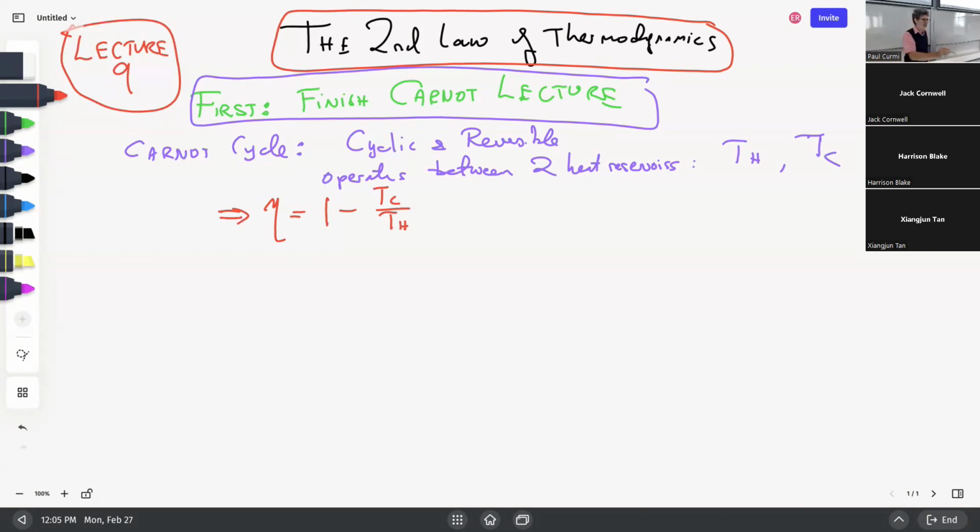And we also found that delta Q over T for the cycle equals 0. So this is the material that we got for Carnot. It looks innocent. There's nothing all that special. By reversible, I mean you have to operate this quasi-statically, so you have to go infinitely slowly.